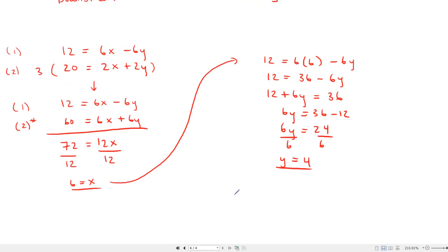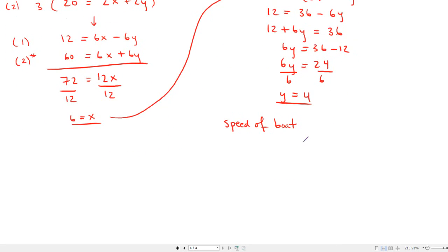Okay, so speed of the boat in still water is what? That was x, so it's 6 miles per hour. And speed of current was 4 miles per hour.